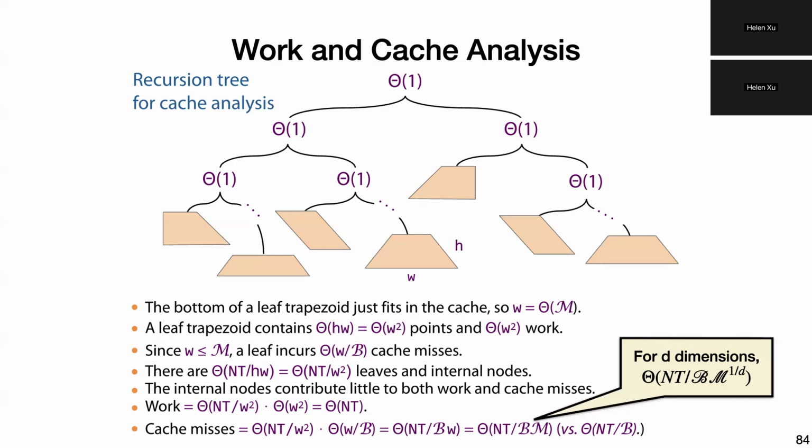For arbitrary dimensions, the returns are diminishing. For d dimensions, this becomes polynomial in m in the denominator.